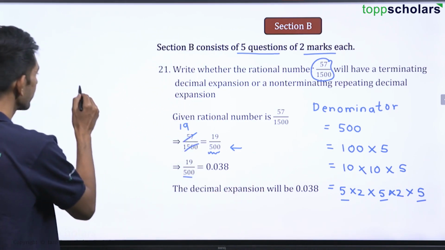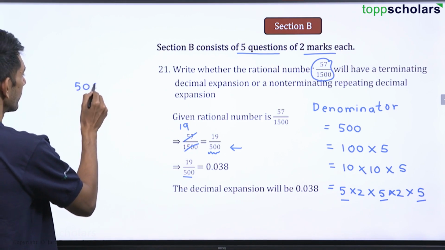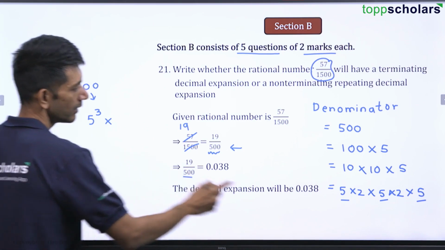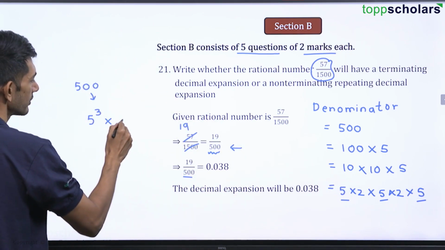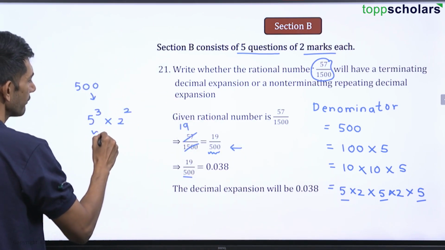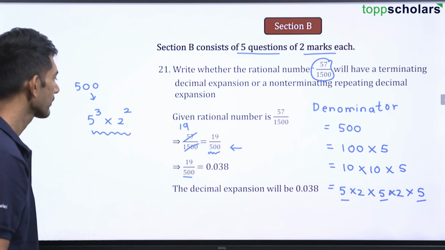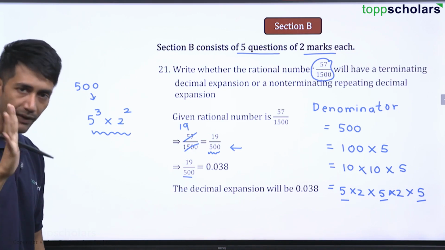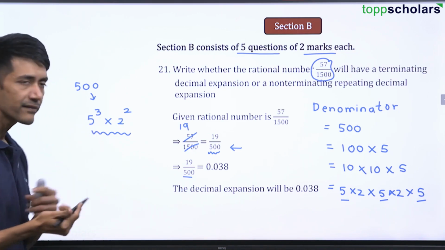So 500 is 5 cube multiplied by 2 comes 2 times, 2 square. 5 cube into 2 square. Now can I say the denominator has only 2 factors, 5 and 2, because only 5 and 2 is there.